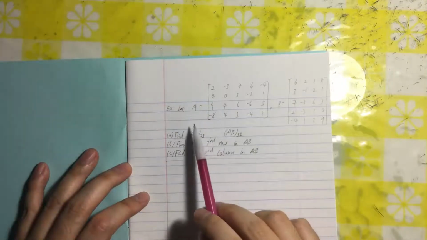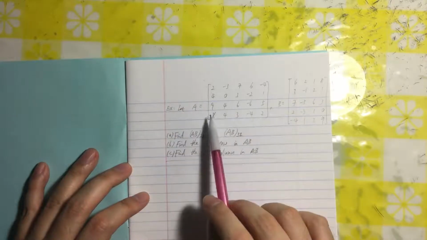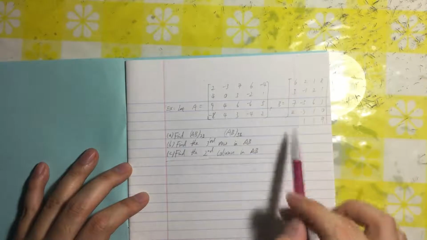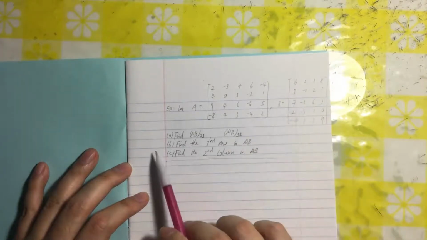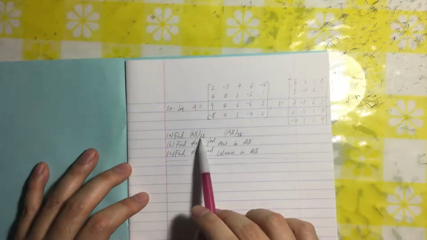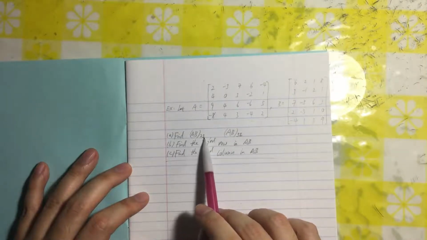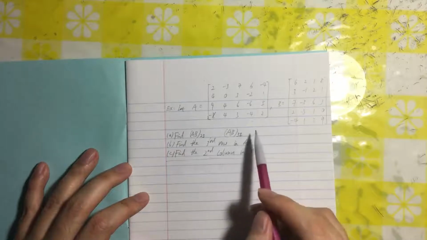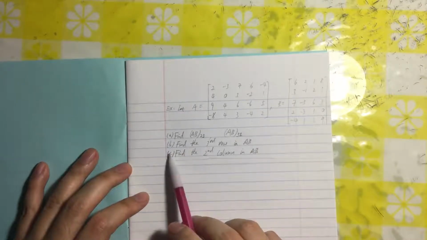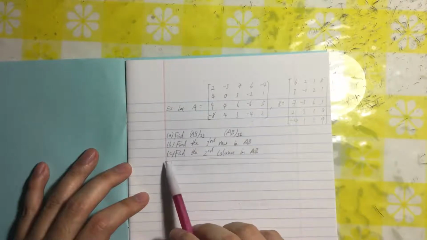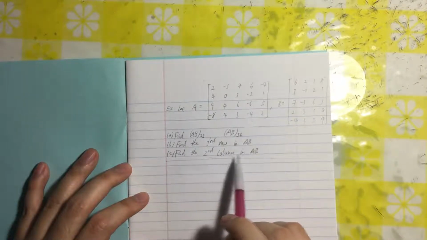Next, let's look at another example here. Let A be a 4x5 matrix. Let B be a 5x4 matrix. Part A. In matrix AB, find entries in the second row, third column, and find entries in the third row, first column. Part B. Find the third row in matrix AB. Part C. Find the second column in matrix AB. So let's do part A first.